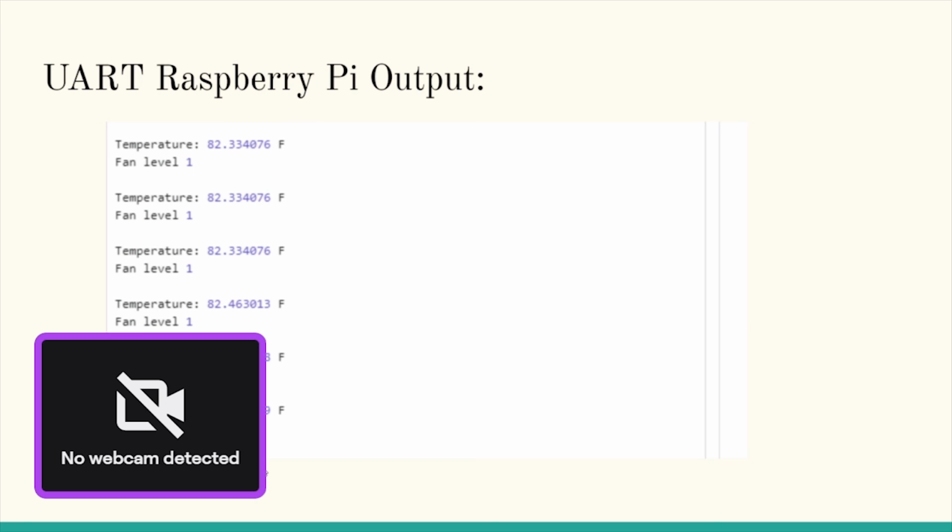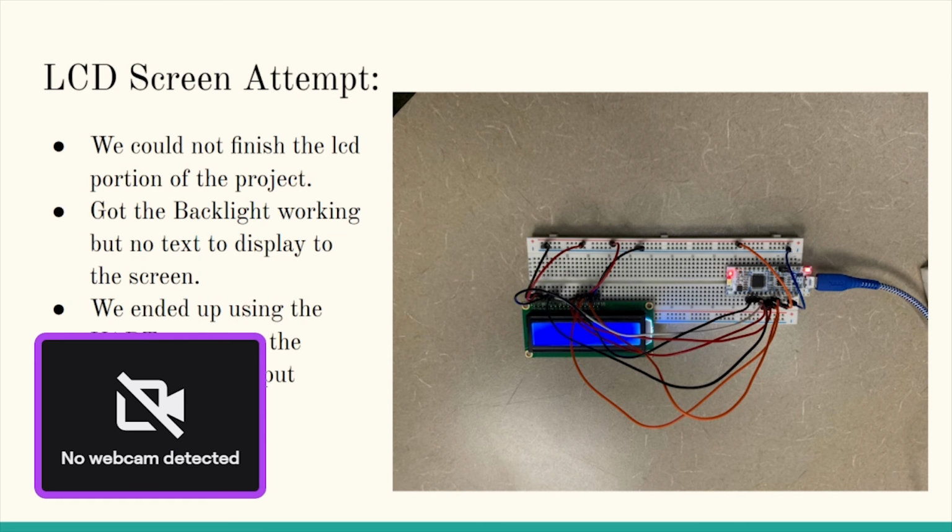One thing we tried to do is display the Raspberry Pi output onto an LCD screen. We couldn't get that to finish. We got the backlight working, but we couldn't figure out the code or how to display it out to the screen, so we just used a laptop as our display.